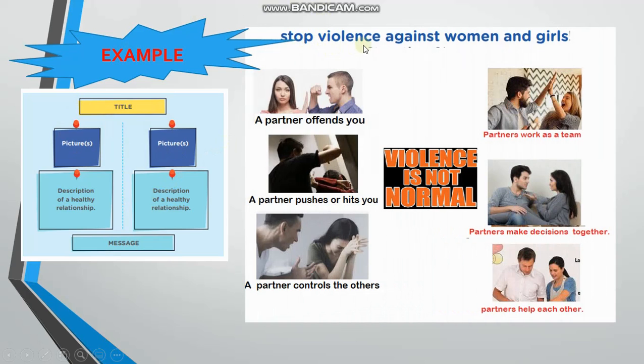This is my topic: Stop violence against women and girls. Okay, in this part I consider unhealthy relationships, in black. For example, a partner offends you, a partner pushes and hits you, a partner controls the others. In this part, in red, I consider what a healthy relationship is. Partners work as a team. Partners make decisions together. Partners help each other. And this is my message: Violence is not enough.